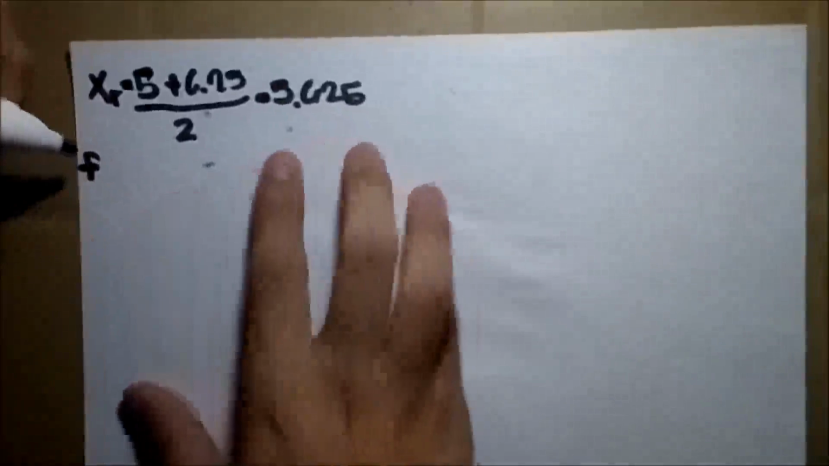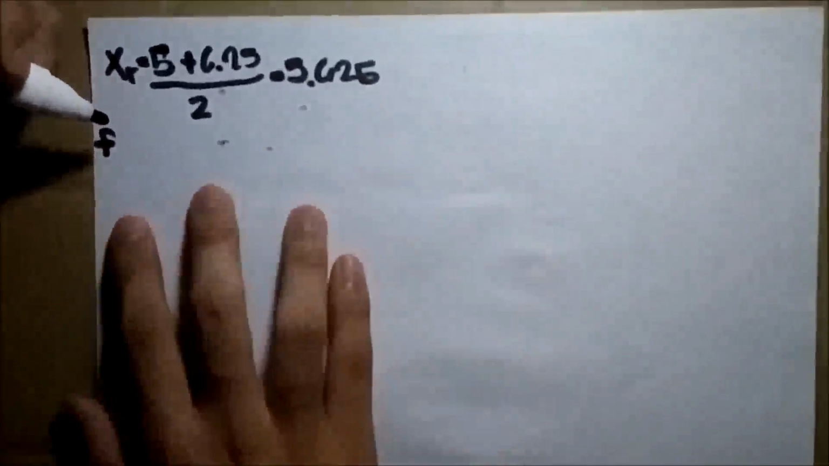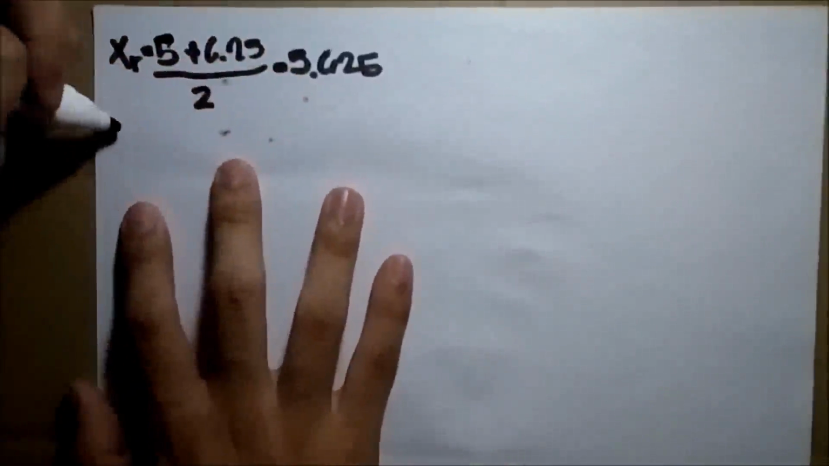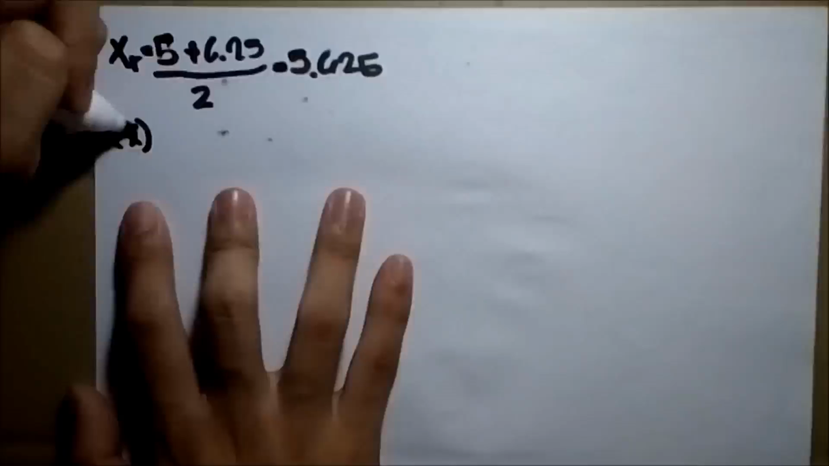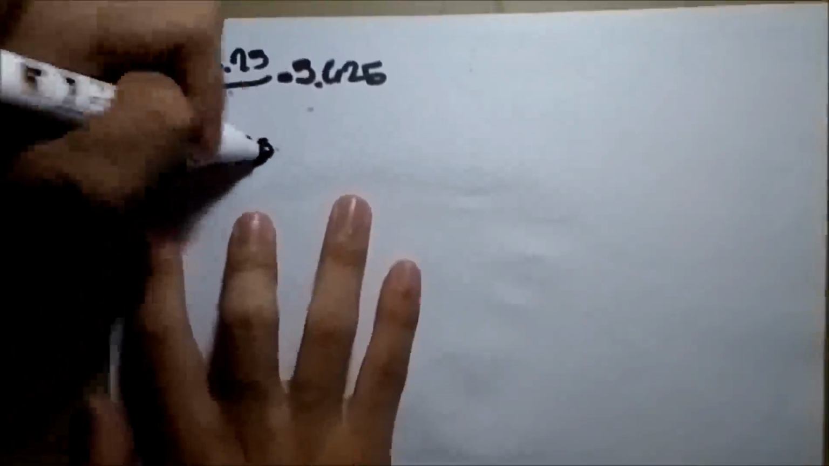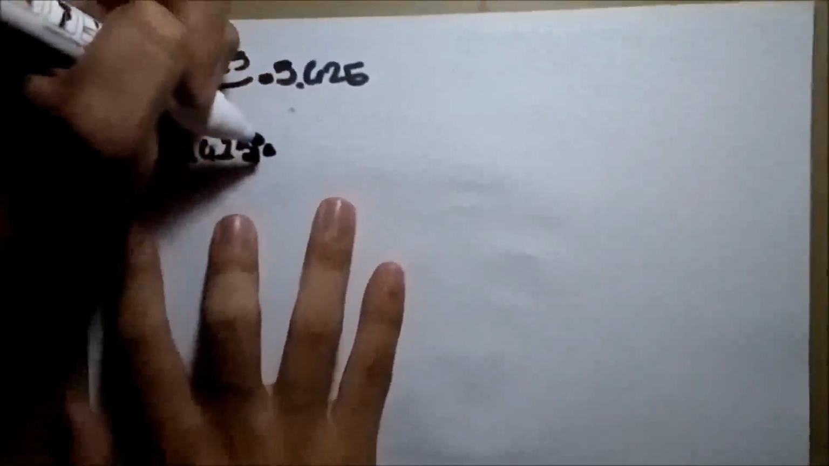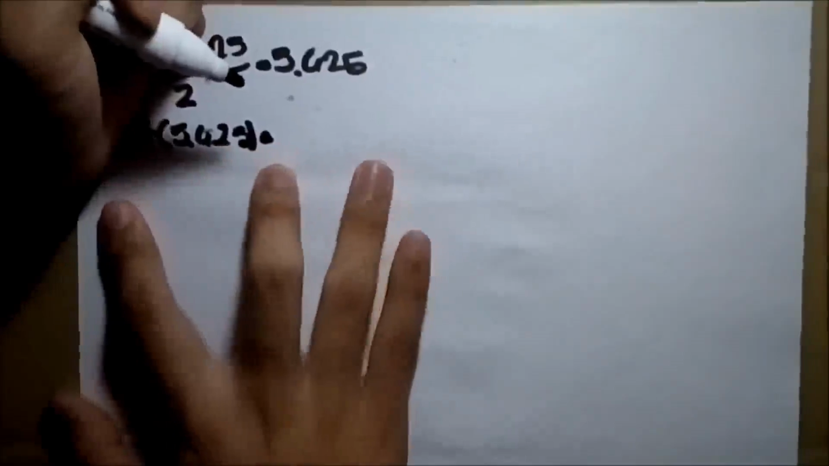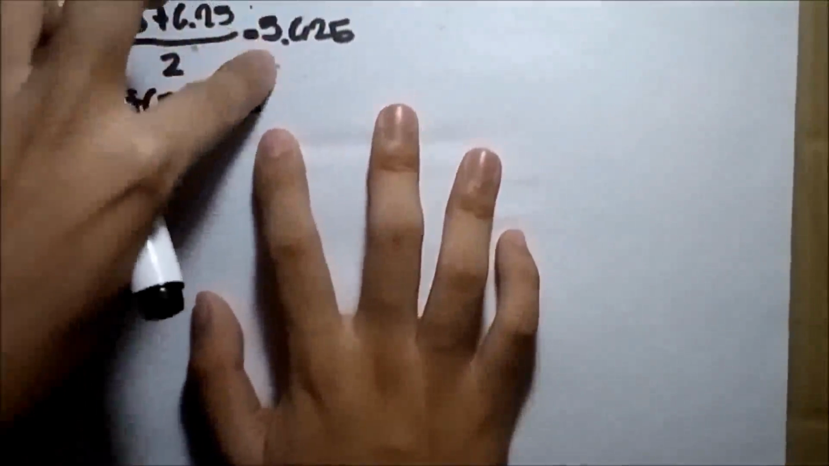To know if the interval between 5 and 5.625 has the real root, we must multiply its functions: function of 5 times function of 5.625. The answer will be a positive number, which means that this interval has no root, and 5.625 is nearer to the true value.